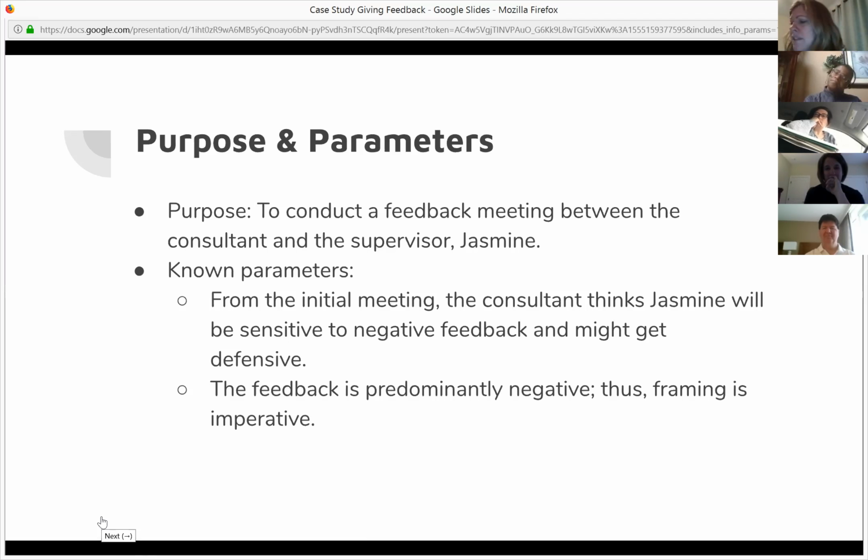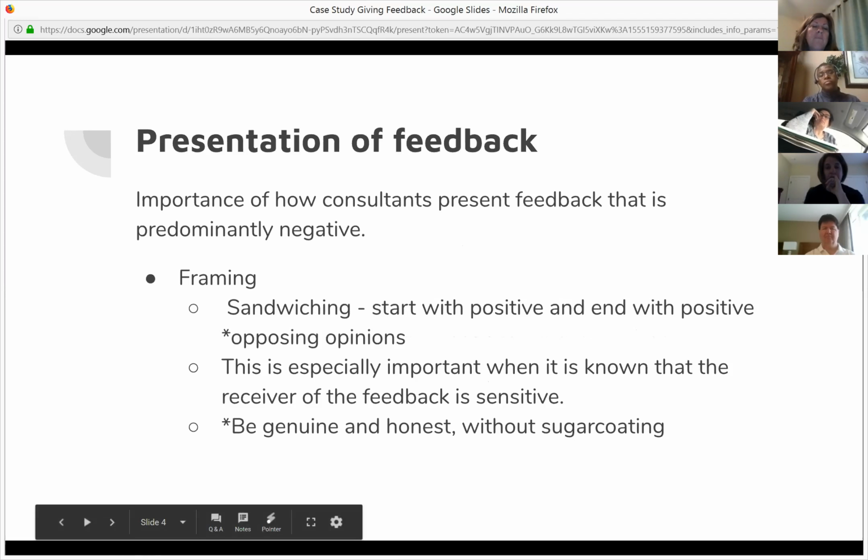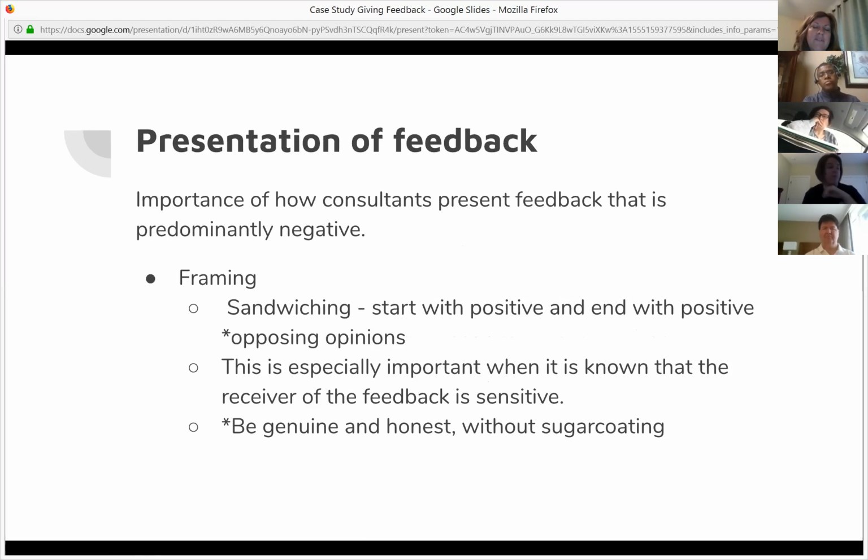And that she might get defensive. The feedback is predominantly negative, so we know that framing is imperative. So a big part of this is, how do you present feedback, especially if the feedback is negative? What we have done is we've searched outside, we've searched the literature, we've done some reading, we've looked at how consultants present feedback, how consultants conduct meetings like this.